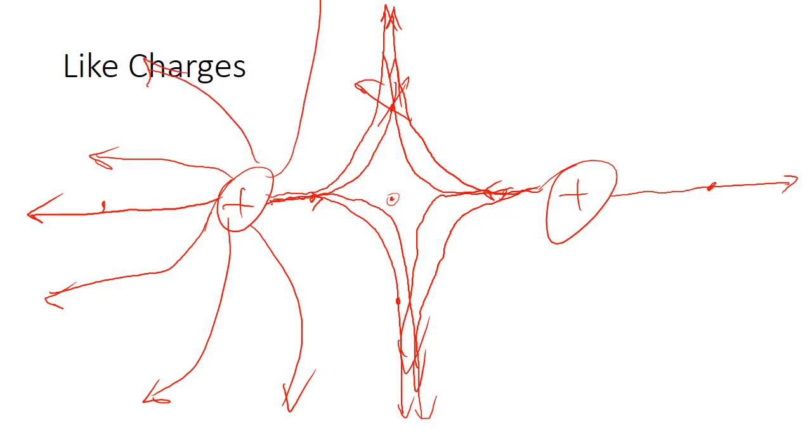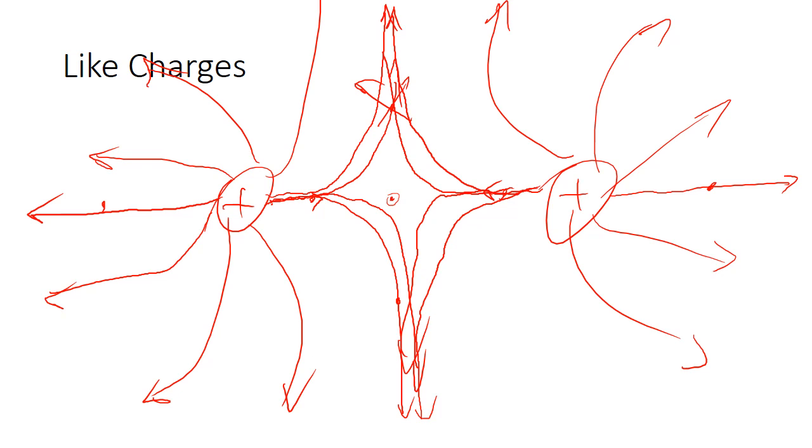It's going to be the same on this side. So it's going to go that way, it's going to go that way, it's going to go that way, it's going to go that way, it's going to go that way, and it's going to go that way. Alright? So that's what your field is going to look like for two like charges. Now anything that's a combination will just merge the two pictures together in one way.